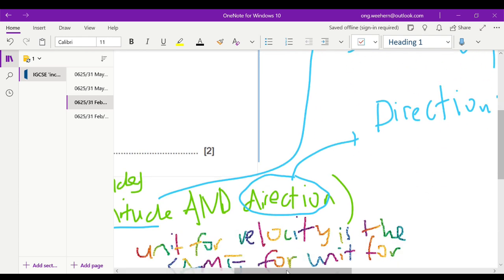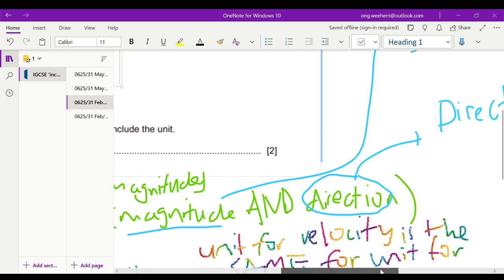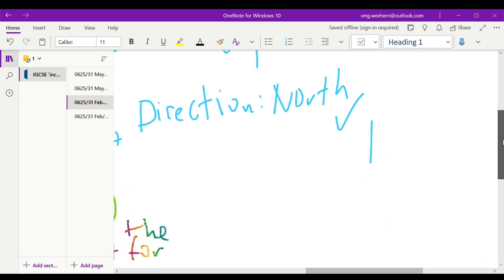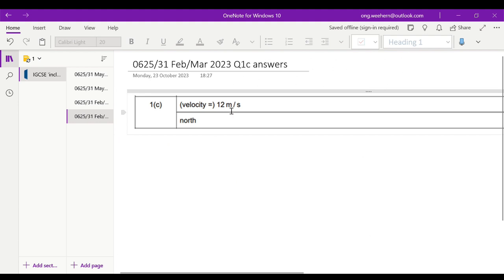You need to refer back to the question. The question says the cyclist is moving north along a road. So in this question, what is the direction of the cyclist's motion? In this case, it's north, right? You just need to write direction is north, then you get another mark. So the answer is split into 2 parts. Velocity is equal to 12 meters per second, that is the magnitude part, and north is the direction part. We need both magnitude and direction to get full credit for a question asking for a vector, in this case velocity.